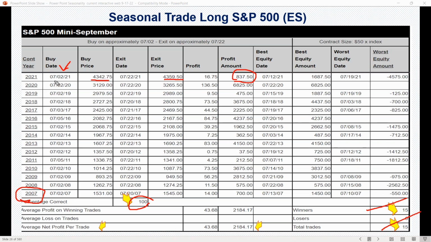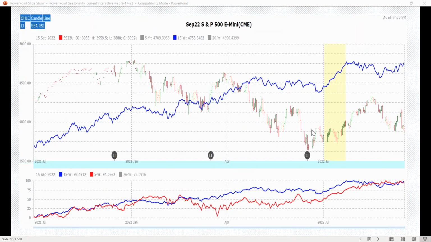So in 2020, though, look at that, it had a move of same entry dates, but it had a move of 136.50 points. So this, if you did one contract, was $6,825. So pretty amazing stuff, and a lot of the statistics are really helpful, in my opinion.